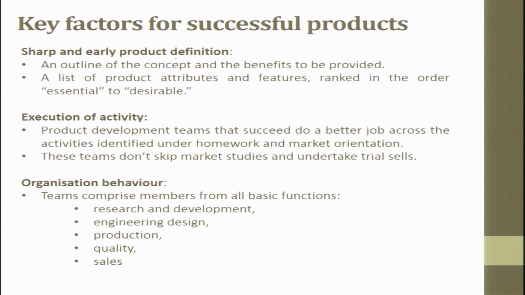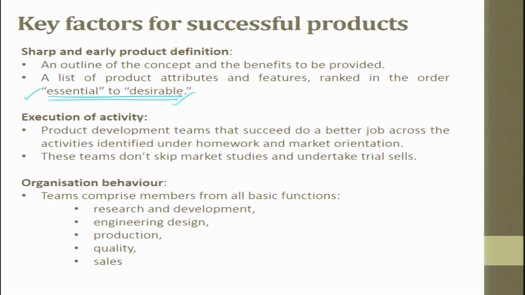Sharp and early product definition. An outline of the concept and the benefit to be provided will be one of the factors for a successful product. A list of product attributes and features. Attributes and features are different. Attributes: good, bad. Features: some specifications. Ranked in the order of essential and desirable. These two are very, very important things we should think of. It is essential, it is desirable. Essential means it must be there. Desirable means if it is there, it is okay.